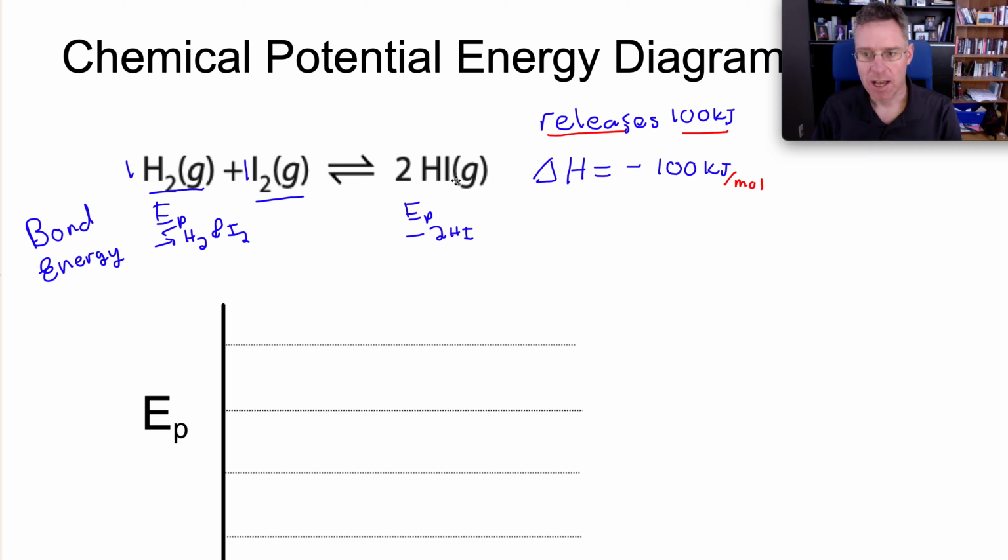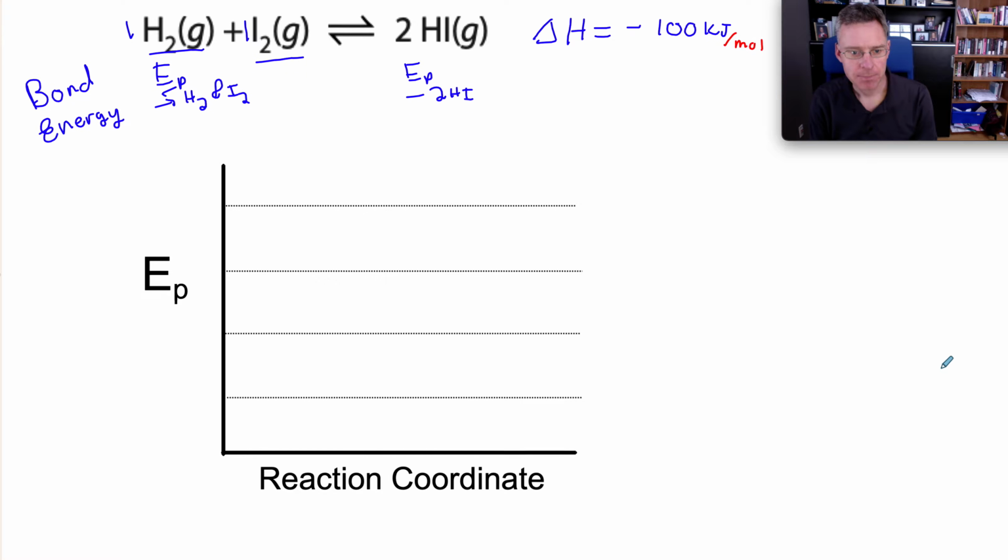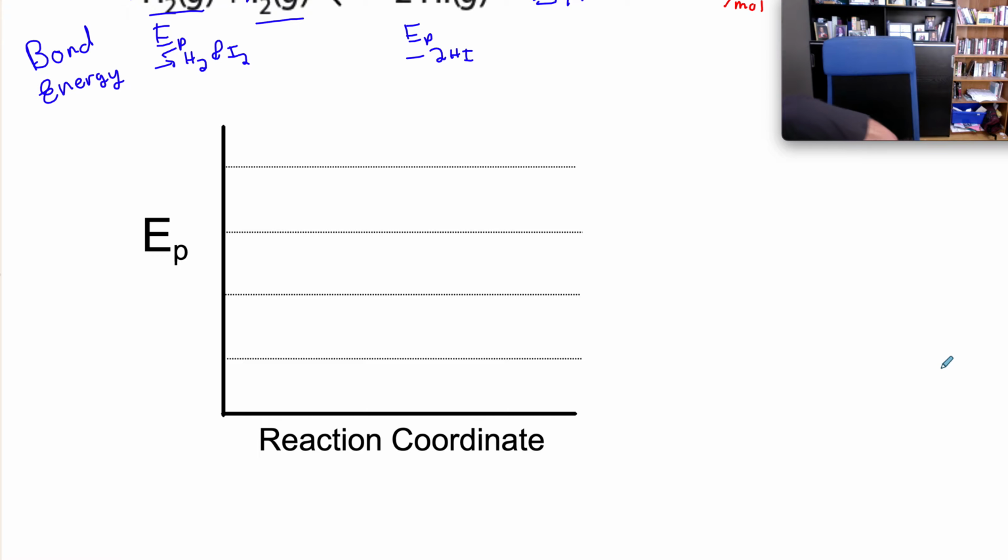So let's take a look at what this information looks like on a chemical potential energy diagram, which is the theme of this lesson. So we have a reaction coordinate axis and a potential energy axis. So starting to label, at the very beginning, our chemicals are going to be at a certain amount of potential energy. We're never really going to know exactly what this potential energy is. It's very difficult to measure the enthalpy or potential energy at the beginning. But the very beginning would be our hydrogen plus our iodine.